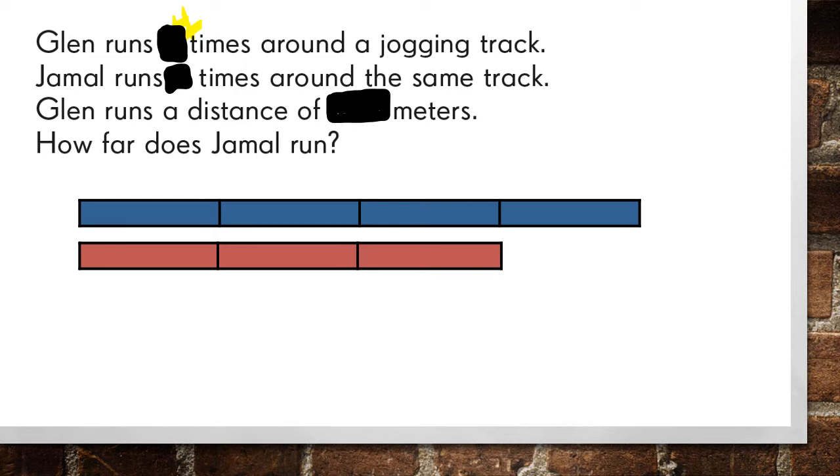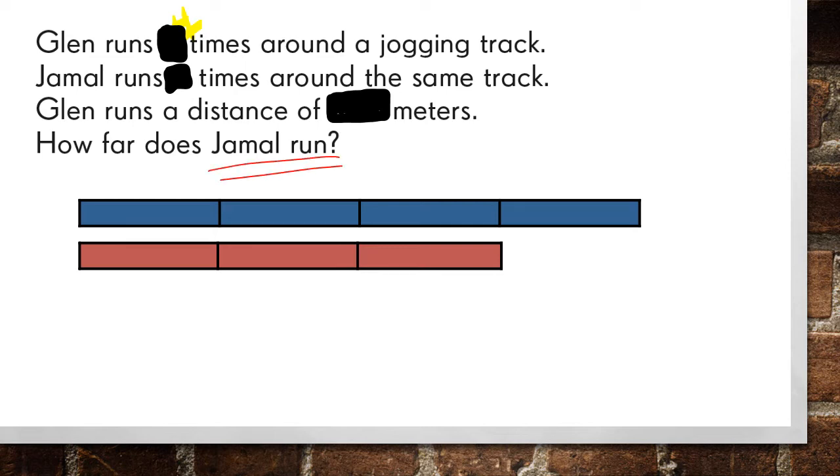So Glenn runs a number of times around a jogging track. Jamal runs some number of times around the same track. Glenn runs a distance of some number of meters. How far does Jamal run? Not quite sure we have enough information. So let's go ahead to the next slide and get some more information and start labeling our bar model. I do know, though, before we move on, that I need to find out how far Jamal runs.